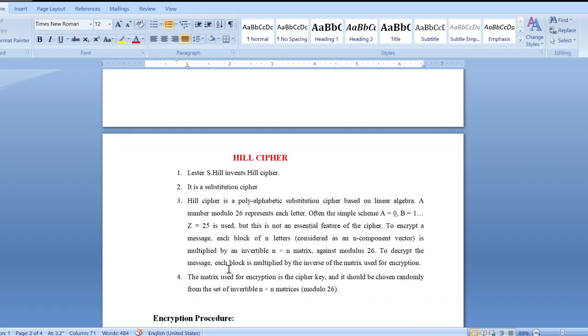So we use some schema, that is A equal to 0, B equal to 1, up to Z equal to 25, which is not essential. We can use another schema like A equal to 1 up to Z equal to 26. We use the 26 representation characters. Here we use one matrix, an n by n matrix, and that is the key. In Hill cipher, the key is a square matrix of size m by m, in which m is the size of the block.